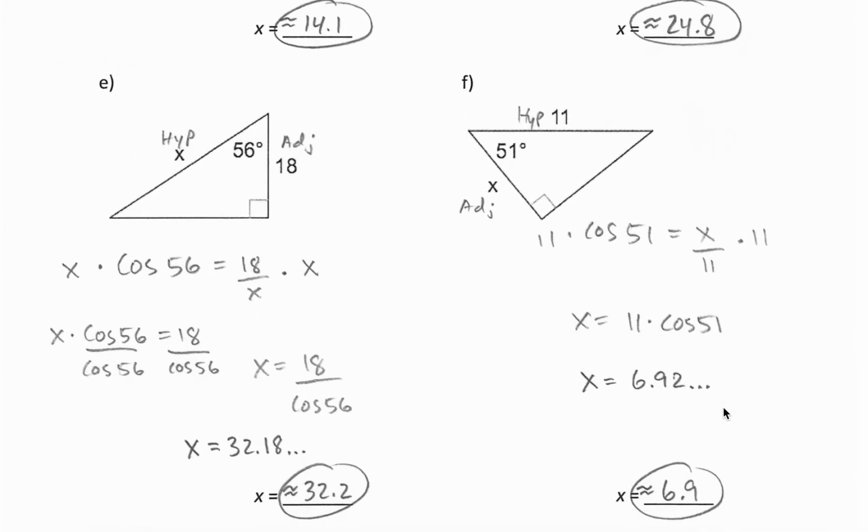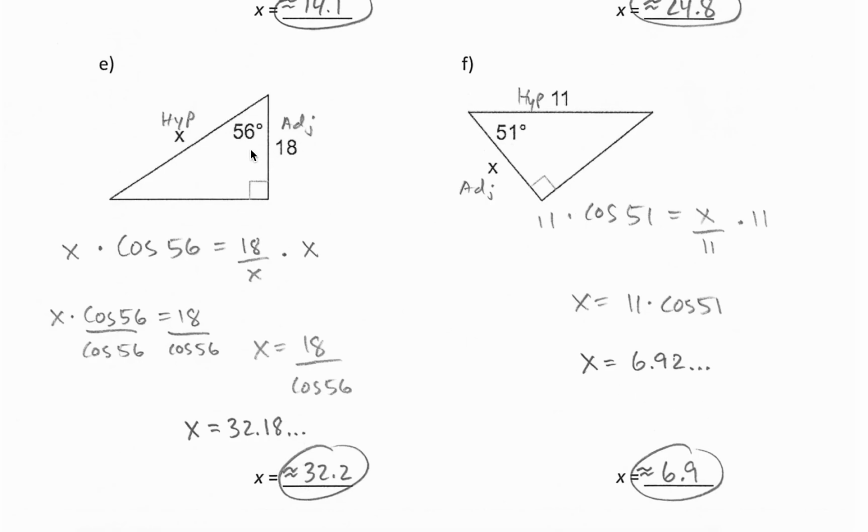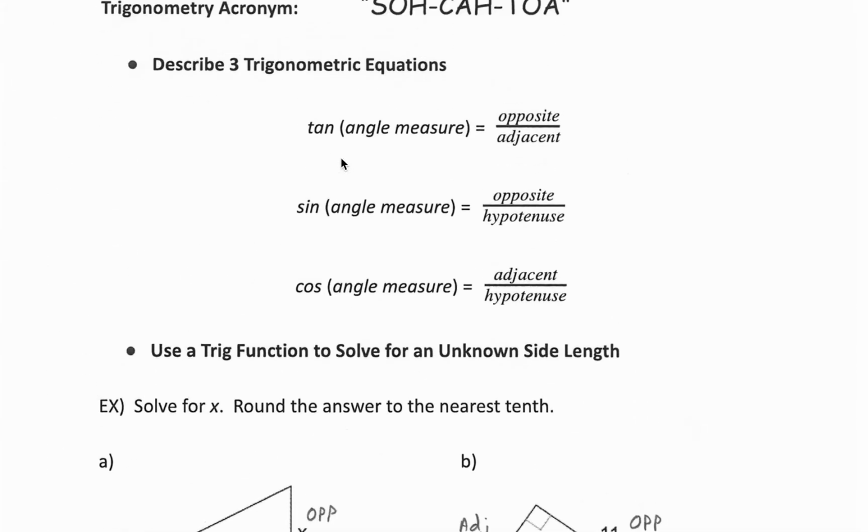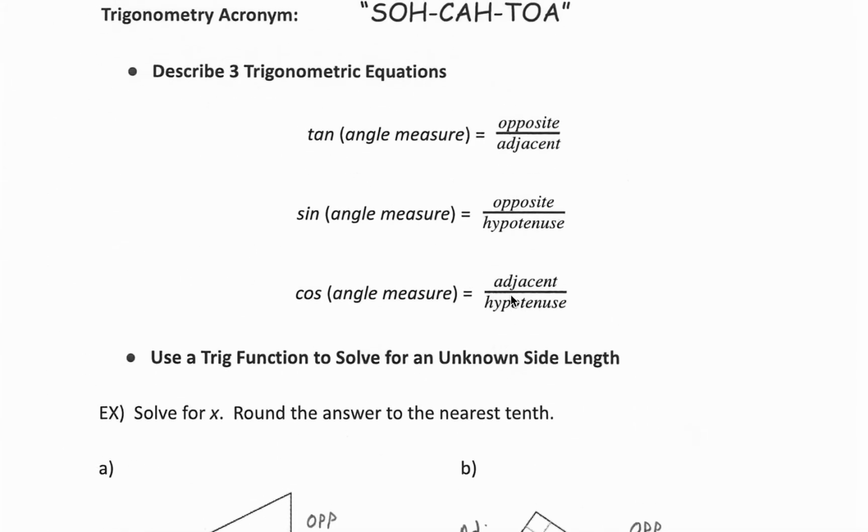All right, two more examples here. This time, given the angle of 56 degrees relative to its position here, we have the adjacent side, the side next to it, and we have the side across from the right angle. That's always the hypotenuse. So adjacent and hypotenuse remind us that we're going to use a cosine equation.